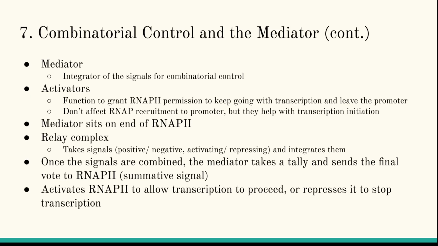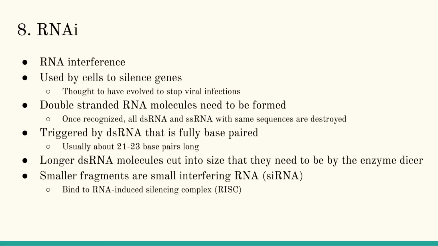This is known as a summative signal, and actually any of these signals are enough to tip the scale and change the decision that the mediator sends. It activates RNA polymerase II, which allows transcription to proceed, or it can repress RNA polymerase II, which stops transcription. Now we're on to our final topic, which is RNAi. This is RNA interference. It's used by cells to silence genes, and it's thought to have evolved in order to stop viral infections. So double-stranded RNA molecules need to be formed.